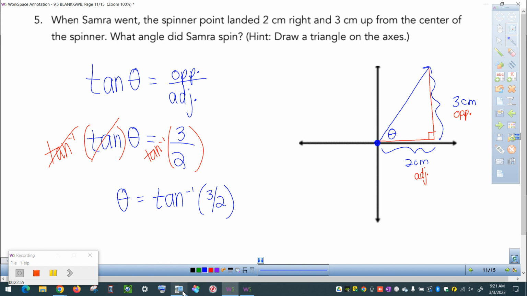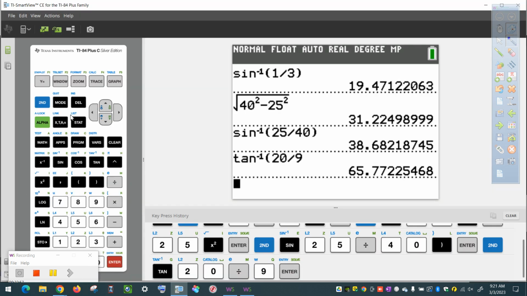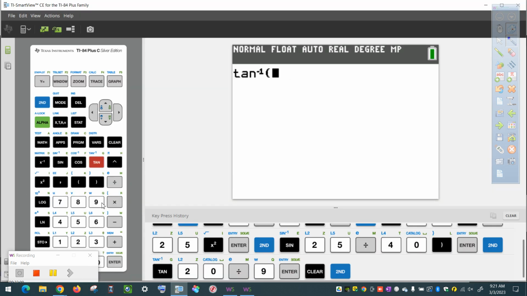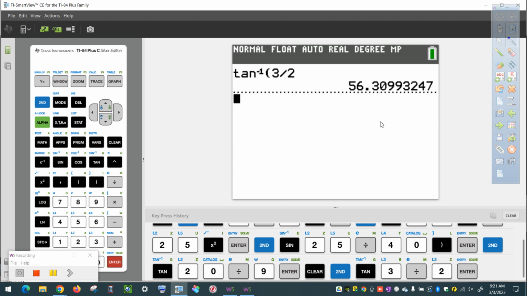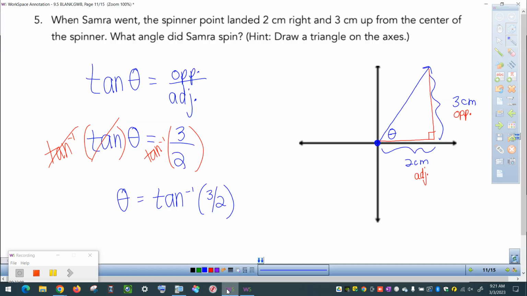And we can go to our calculator here for the last step. I'm going to press second tan, 3 divided by 2, and we see that angle measure, it's about 56.3 degrees.